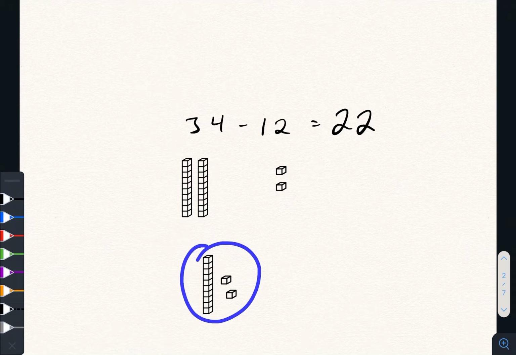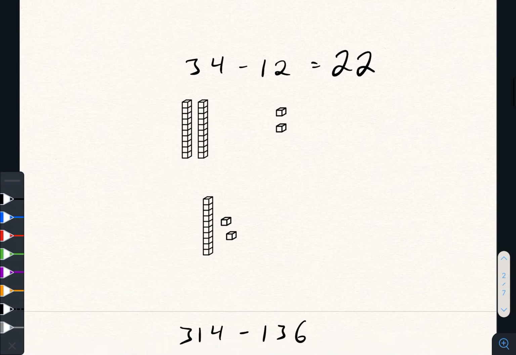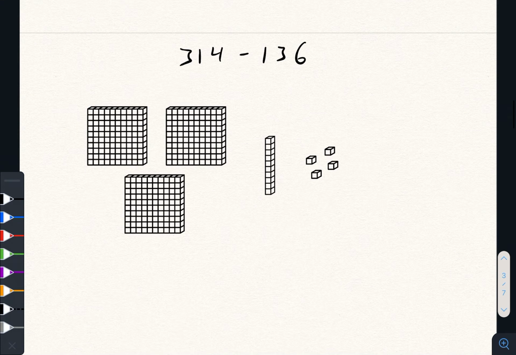Right, so this is the 12 that we took away. This is gone, and this is how many we are left with. This is 34 minus 12. And of course, this will get more complicated when we start having to make exchanges.